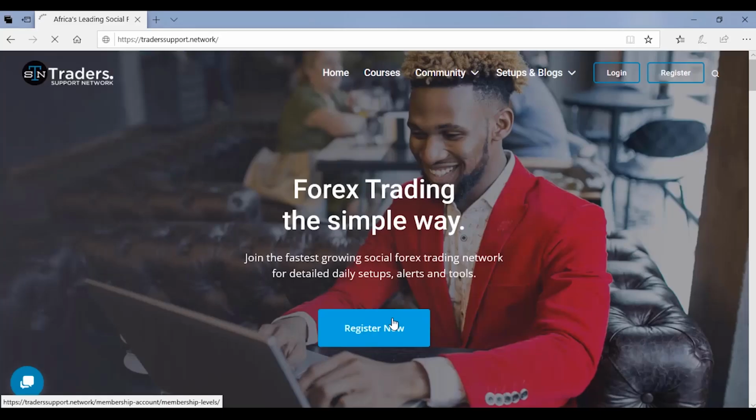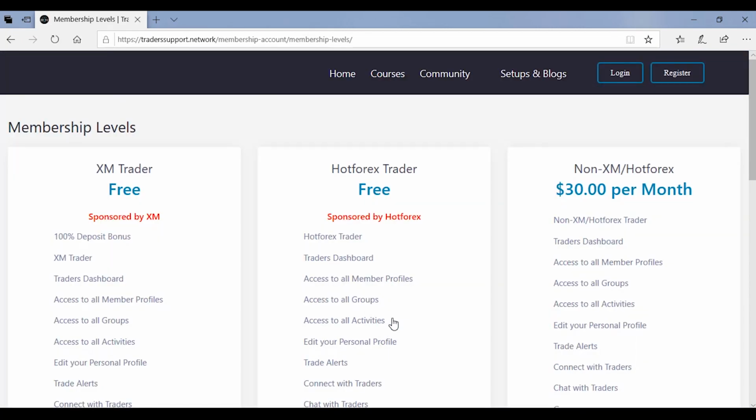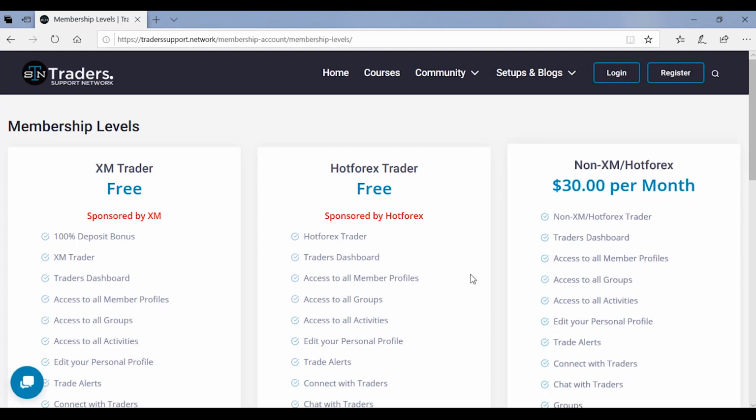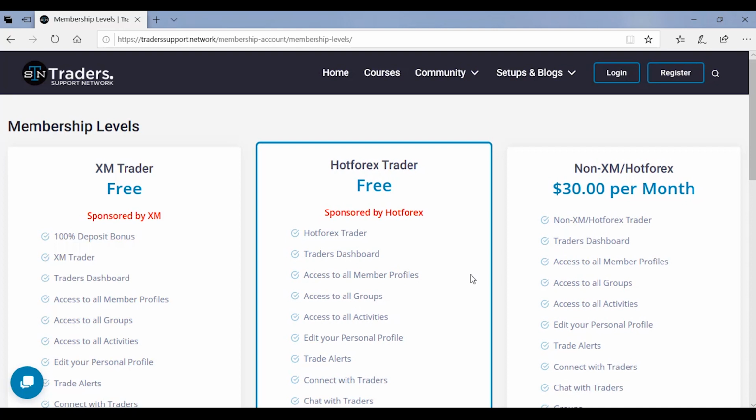The first thing that you gotta do, you go to register, right? Then you just click that big button there. It's gonna show you these three packages. The first one is the XM Trader, right? Then the second one, Hard Forex. Then there's the non-XM package, right?